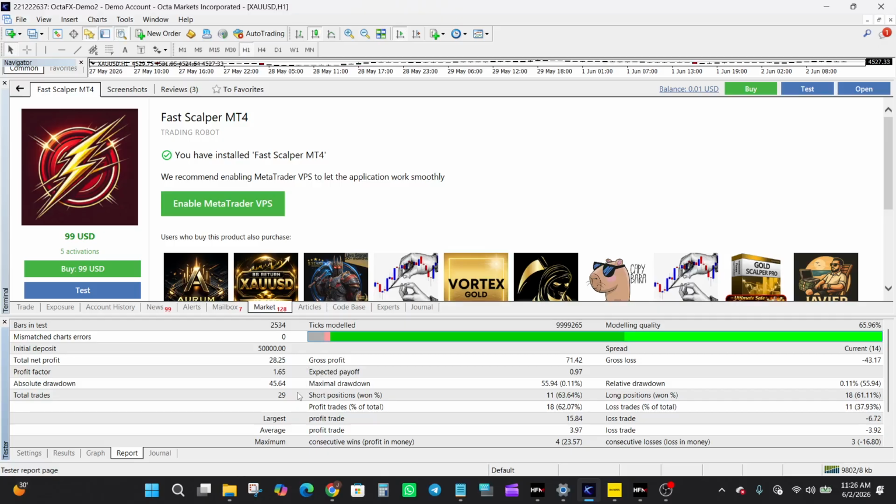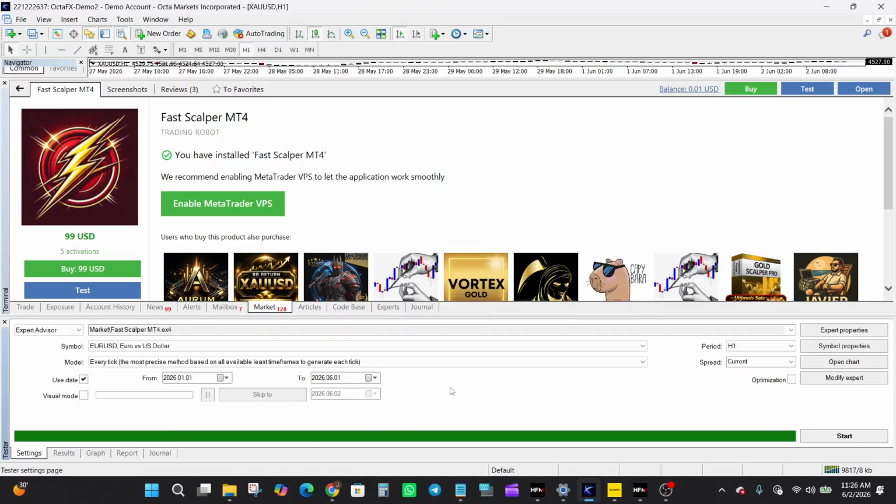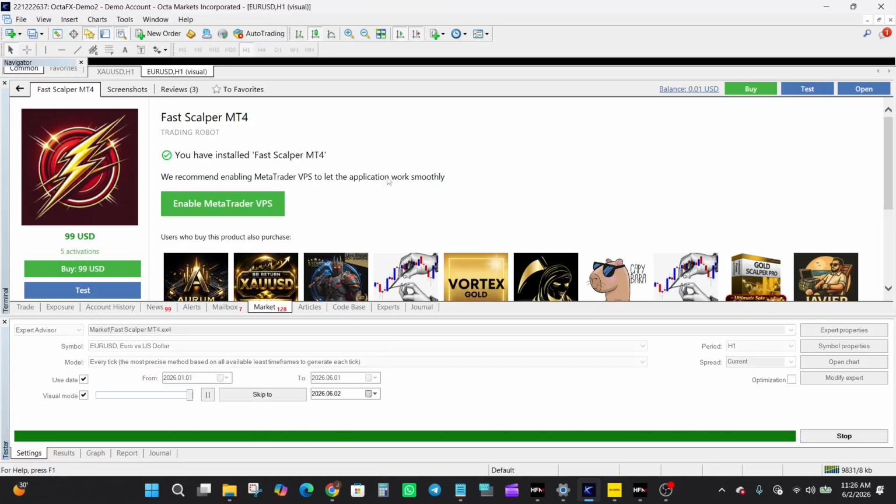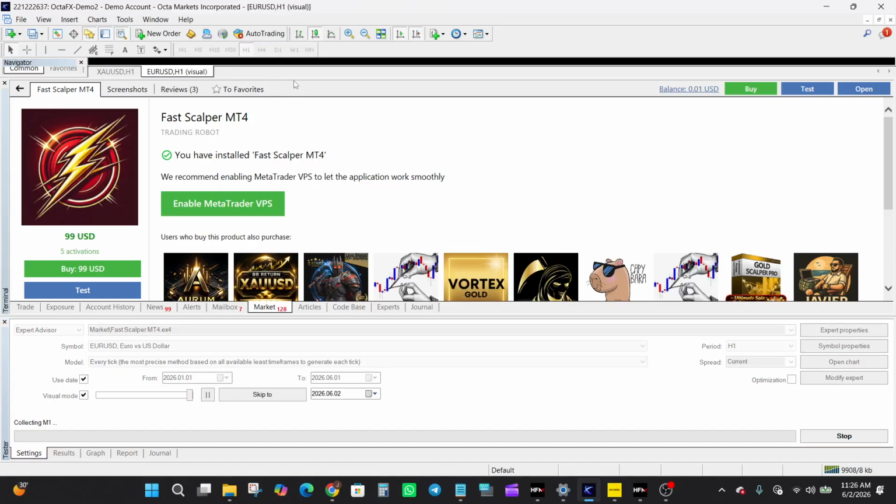Okay, so now reviewing the completed backtest data and even the chart history, for us to see how the EA works, or rather, let's see the EA in action from the backtesting data. So I'm just going to turn on the visual mode so that we can look at that.